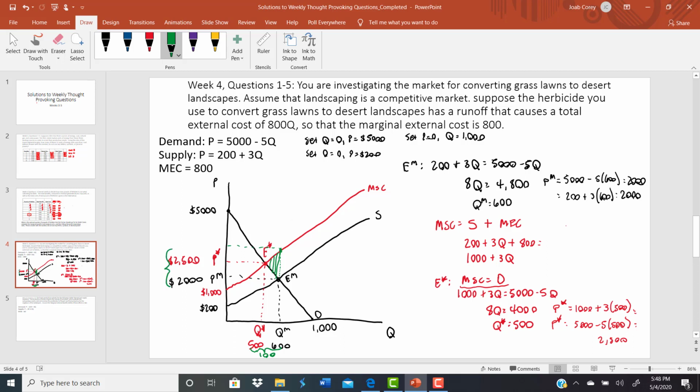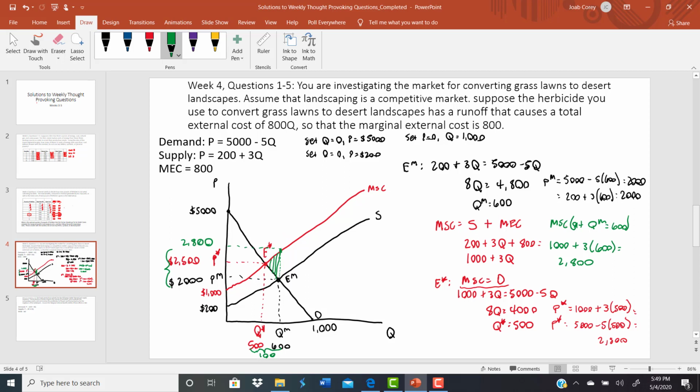In order to do that, we need to figure out this number where that QM is on our marginal social cost curve. So our MSC at QM, where our QM is equal to 600, is really what we're looking for to get that number. Our marginal social cost curve is 1,000 plus 3Q, and the Q we're going to use is QM equal to 600. So again, that's going to be 2,800 as the height of that triangle there.